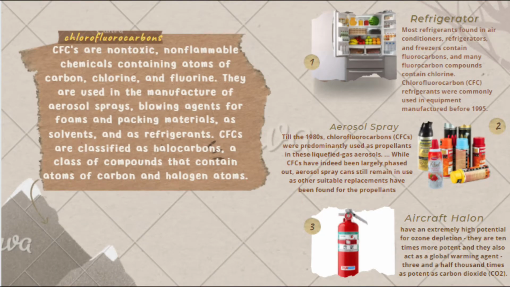CFCs can be found in refrigerators. Most refrigerants found in air conditioners, refrigerators, and freezers contain fluorocarbons, and many fluorocarbon compounds contain chlorine. Chlorofluorocarbon or CFC refrigerants were commonly used in equipment manufactured before 1995.